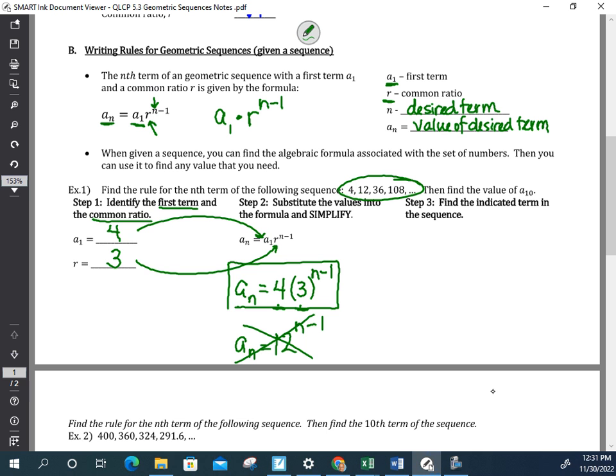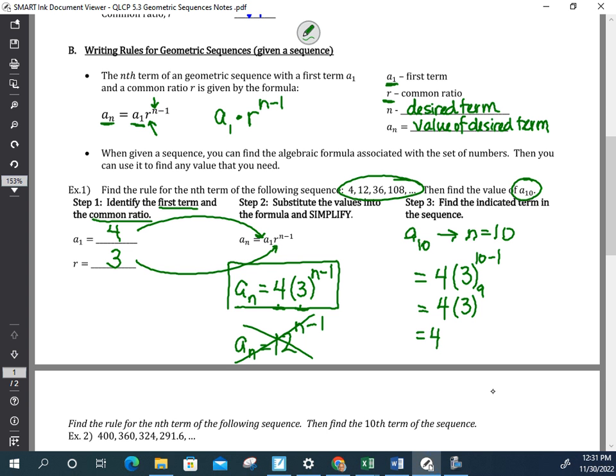And then once you get your formula, you want A10. So A10 is n equals 10. So 4 times 3 to the 10 minus 1 power. So 4 times 3 to the 9th power. Now do keep in mind, these numbers have the potential of getting big.